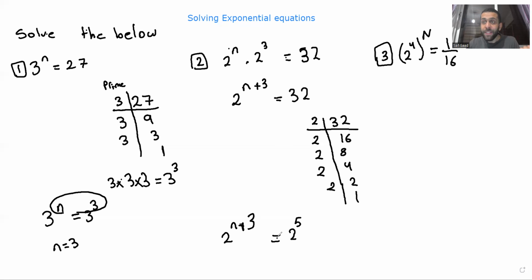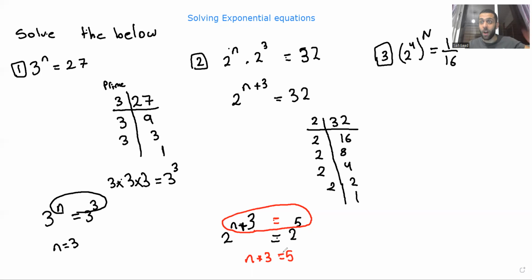Now look, the left side should equal the right side. So what I should do here is to make sure that my answers are the same. I will put it in red. So the powers should be equal. So basically, I will tell that n plus 3 should equal 5.